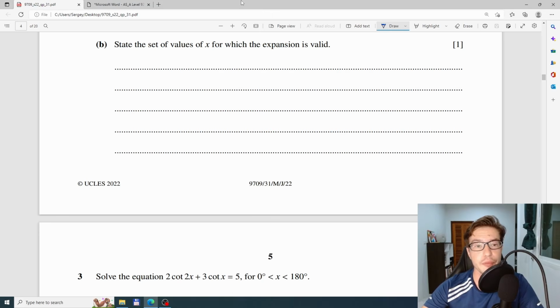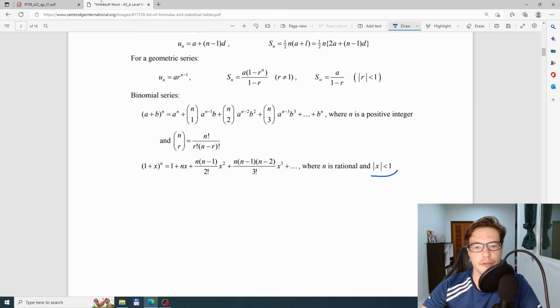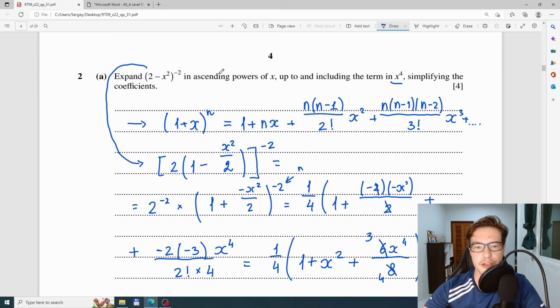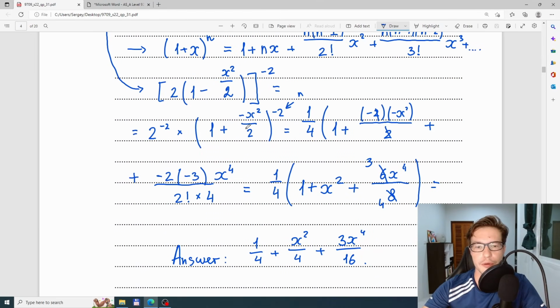Done. Okay, in part B, we'll have to state the set of values of x for which our expression is valid. Now, how to do it? First of all, look at the formula, and we'll see that our formula works for the absolute value of x less than 1. But in our expansion, we don't have 1 plus x. Instead, we've got 1 plus negative x squared over 2.